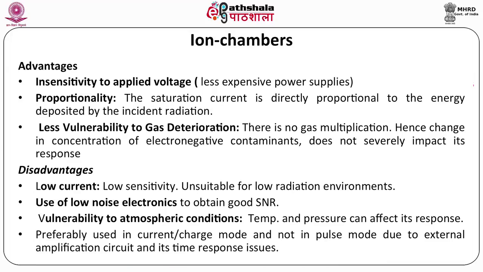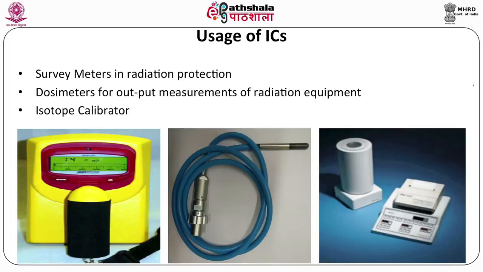Similarly, vulnerability to atmospheric conditions. For example, if the temperature and pressure within the detector change, the density of air within it will change. As a result, the amount of ions produced will change, needing different calibration. What is the other disadvantage? Preferably used in current or charge modes and not in pulse mode, due to external amplification circuit and response time issues. Where are ion chambers used?